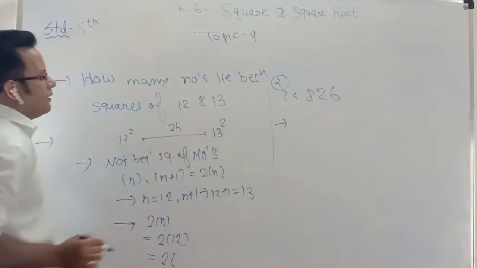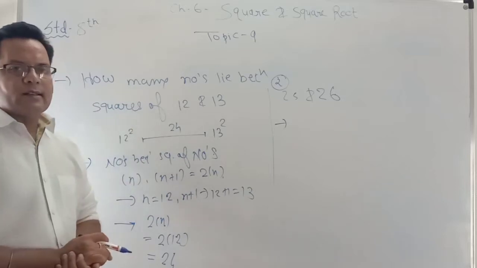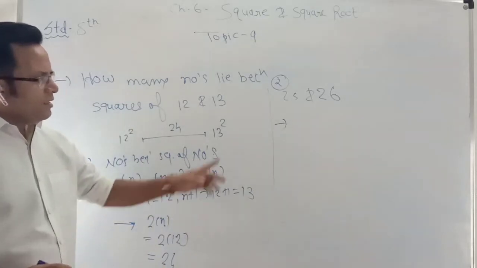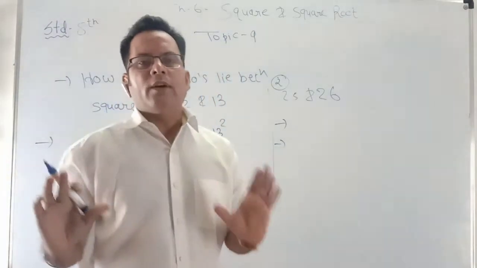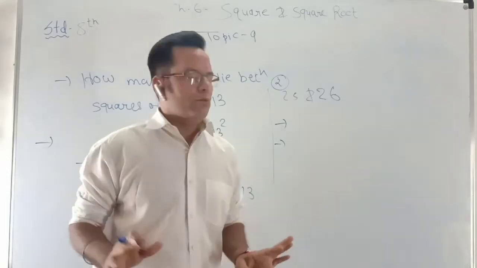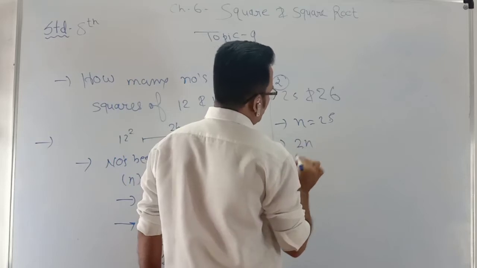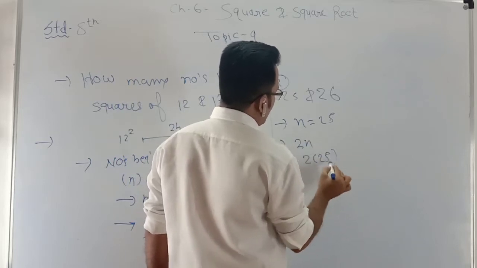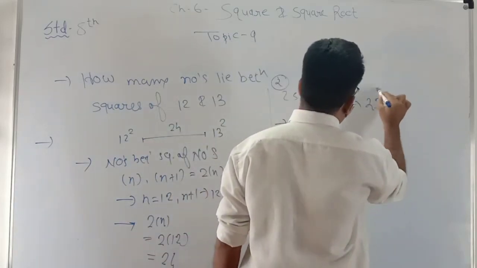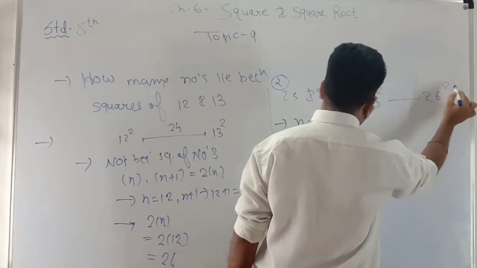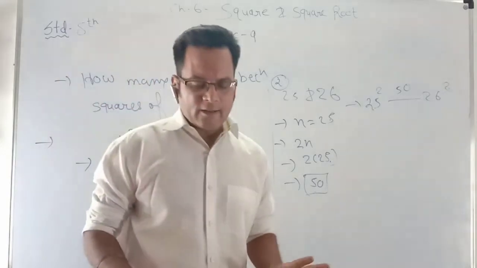So you got your answer that between the square of 12 and 13, 24 numbers are lying. Same way 25 and 26. Nothing to do. First number you assume as an n and then you multiply it with 2. Here you see your n is 25. Then what will be your 2n? So 2 into 25, it will be 50. So between the square of 25 and 26, 50 numbers are lying. This is a very easy method.